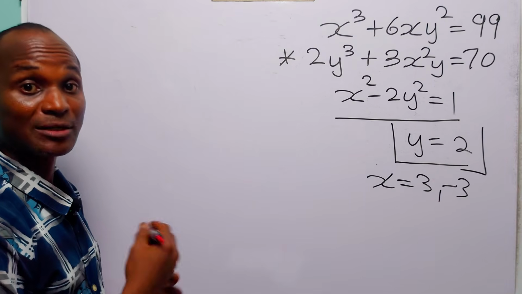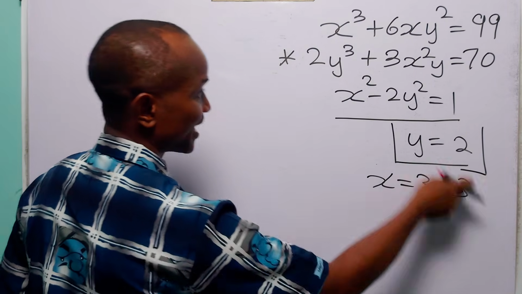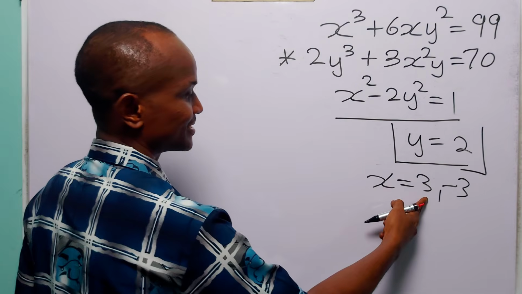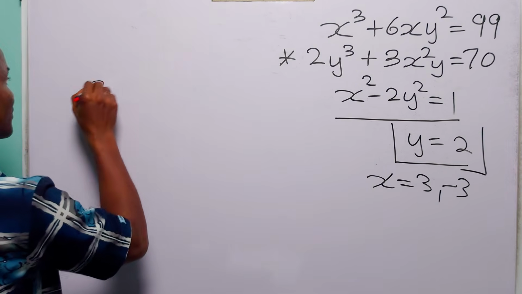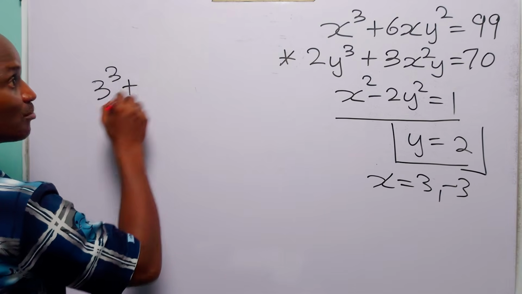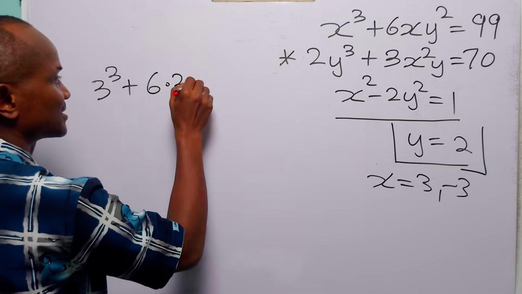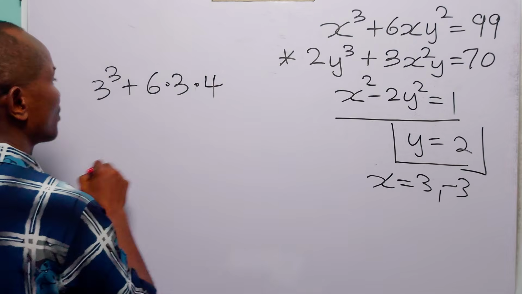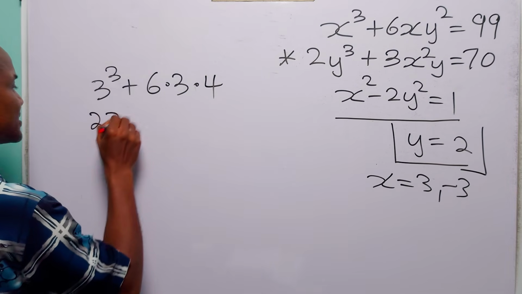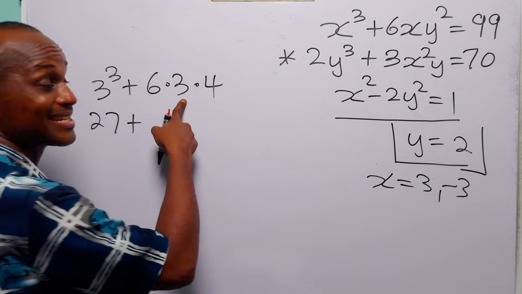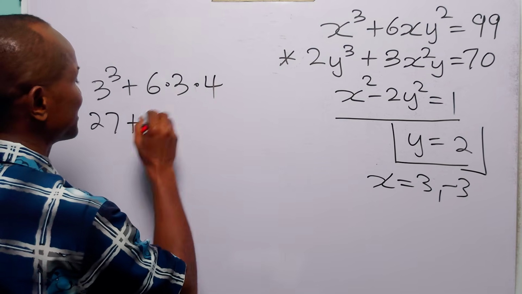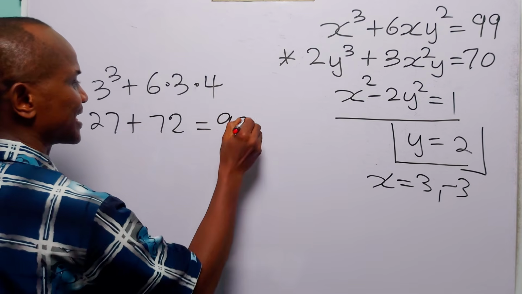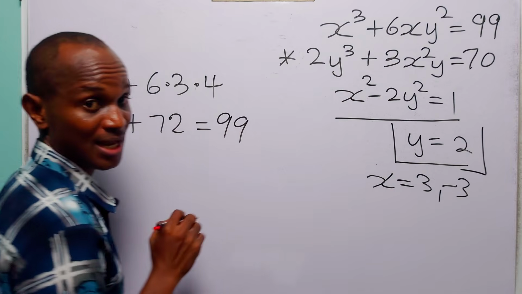Now, let us check and make sure that these two values of x satisfy any of the given equations. When x is equal to 3, we have 3 cubed plus 6 times 3 times 2 squared, which is 4. 3 cubed is 27. 6 times 3 is 18. 18 times 4 is 72. 27 plus 72 is 99, which is exactly what we have.